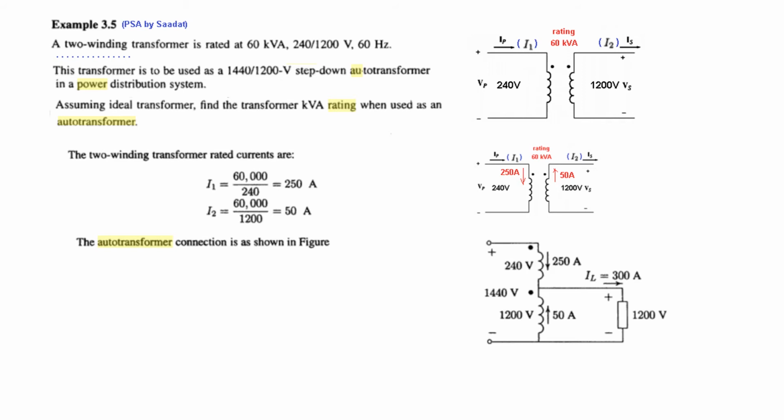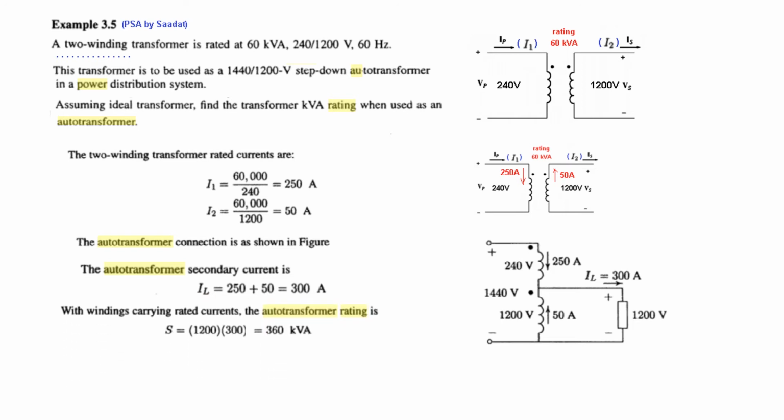Now you can see IL is the sum of the two, which is 300 amperes. So the autotransformer secondary current we have found to be 300 amperes, and now we can find the winding rating of the autotransformer. That is the 1200 output multiplied by this current, so this is 360 kilovolt ampere. So S auto is now 360 kilovolt ampere. What was the S two-winding? 60 kVA. In this case it has become 360 kVA.